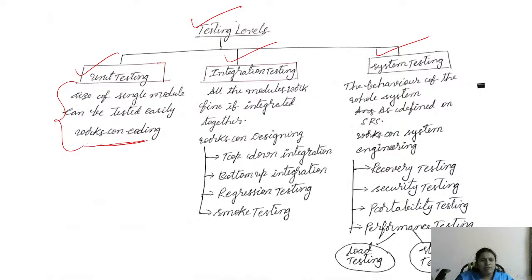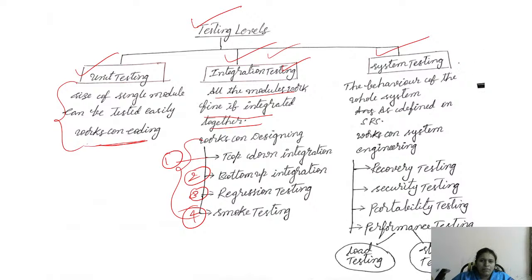Here we will see unit testing and integration testing. What is integration testing? It checks whether all the modules work fine when integrated together. Here we combine all the modules and test them. Integration testing works on designing. There are different types of integration testing: top-down integration, bottom-up integration, regression testing, and smoke testing.